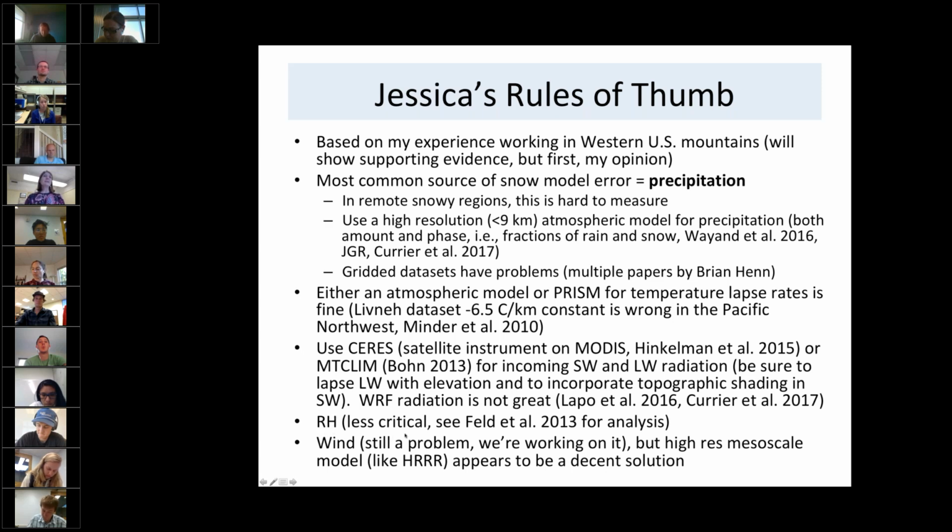Relative humidity is less critical. If you just change it on your homework, you'll see it doesn't make a huge difference in most cases, but there is a paper you can see for an analysis. Wind is still a big problem. It's an ongoing source of more research, but right now my current recommendation would be to go with the highest resolution mesoscale atmospheric model you could get. HRRR, which is run operationally in the US at about 3 kilometers resolution and archived at Utah, is a decent solution for wind, unique wind data.